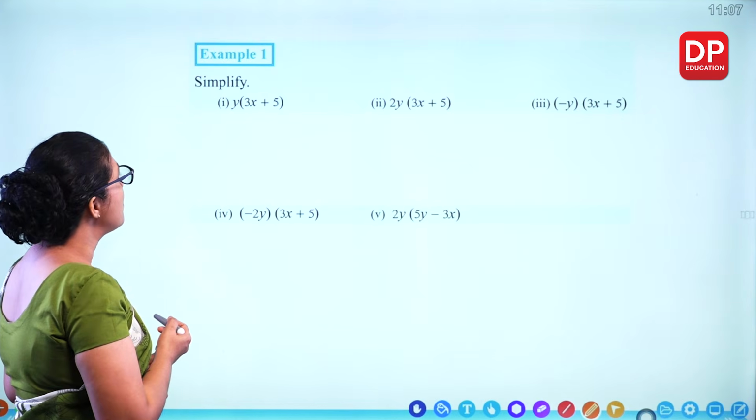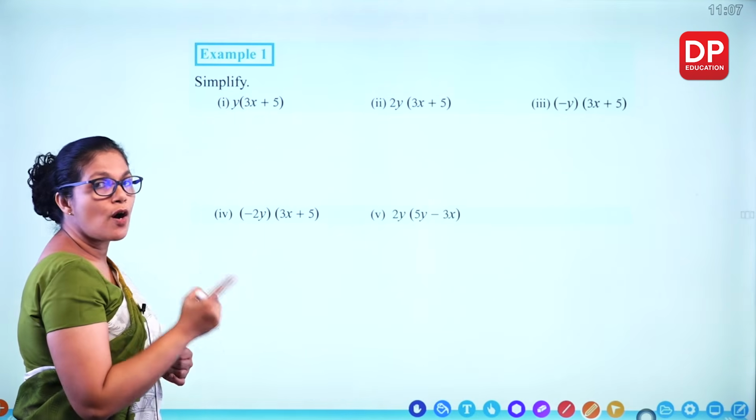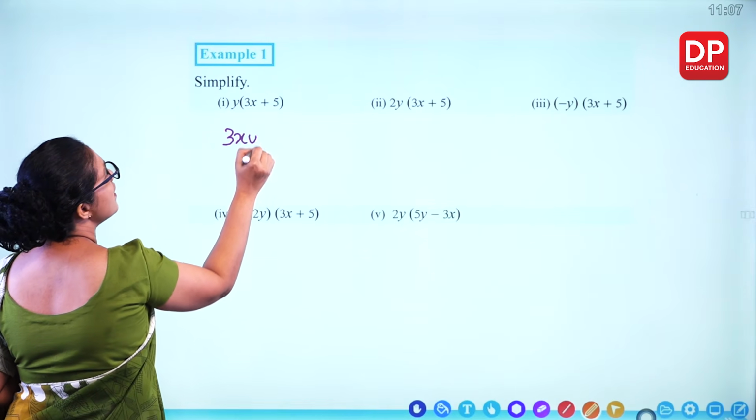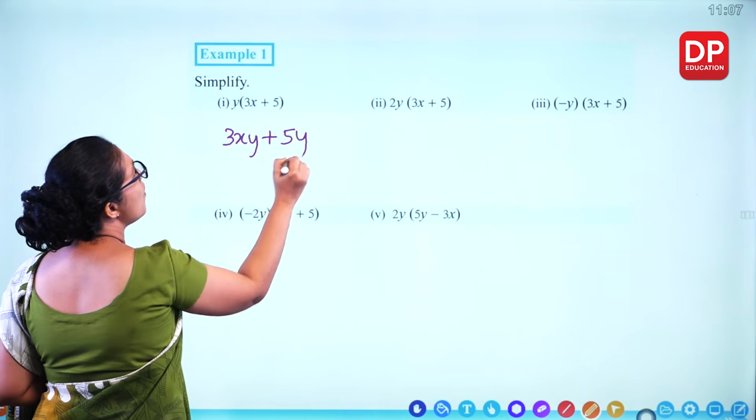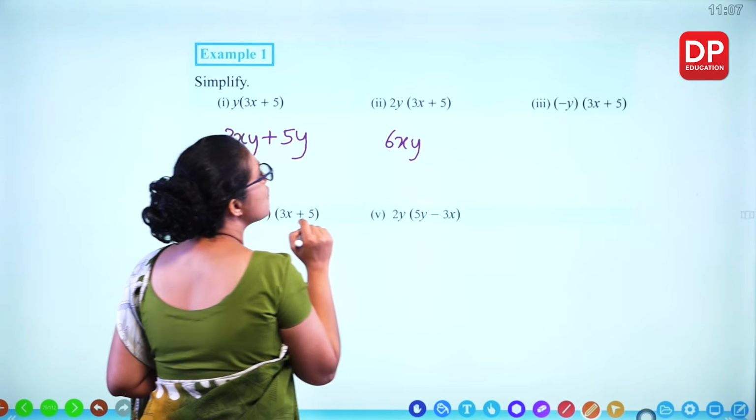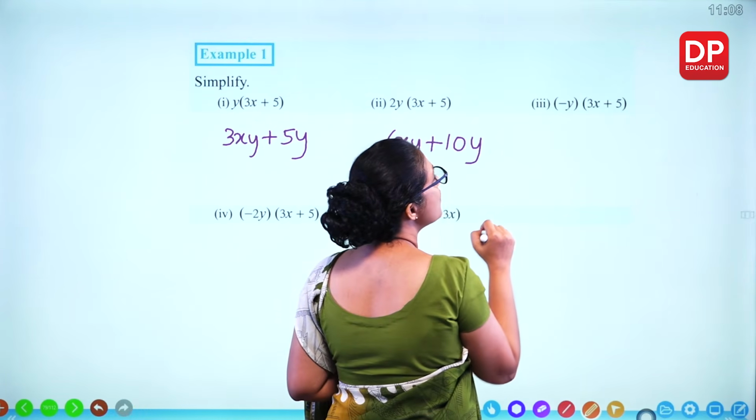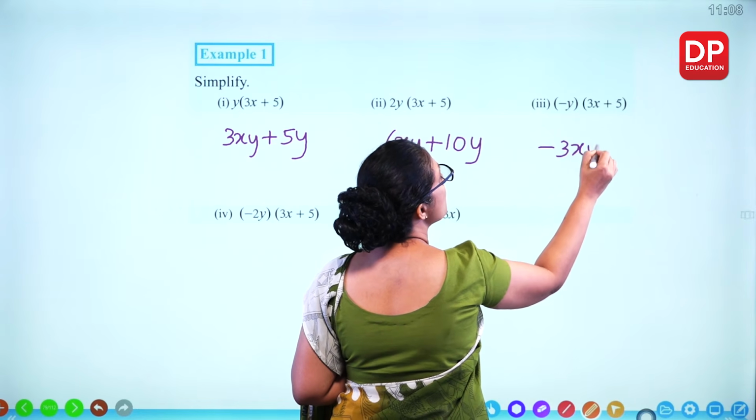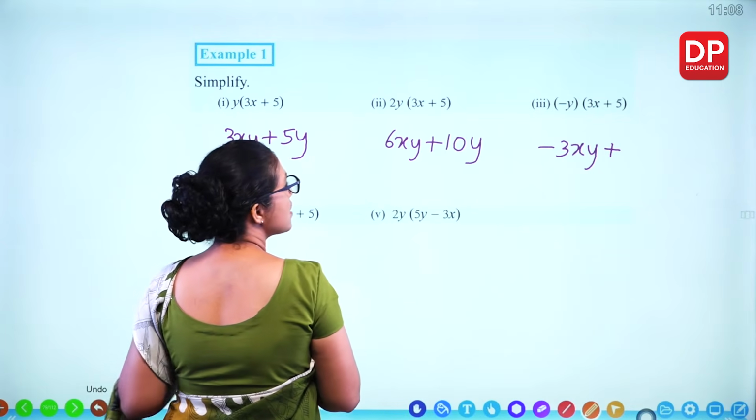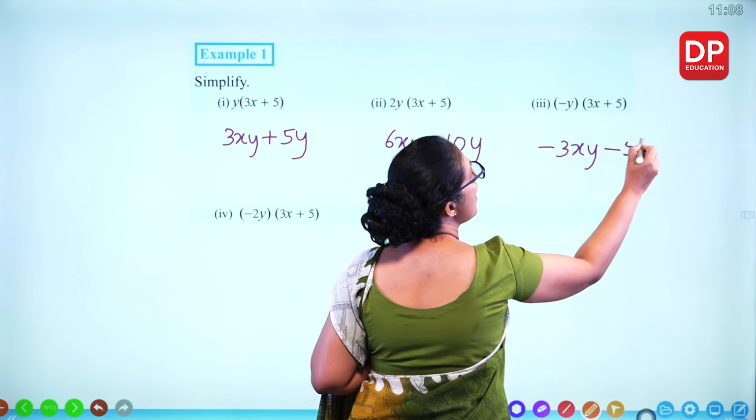Example number 1, simplify. So we'll multiply all the inside terms by the outside algebraic term. Y times 3x, 3xy. Y times 5, 5y. 2 times 3, 6xy. 2 times 5, 10y. Here, minus y into 3x, minus 3xy. Minus y into 5, minus, not plus there, minus 5y.